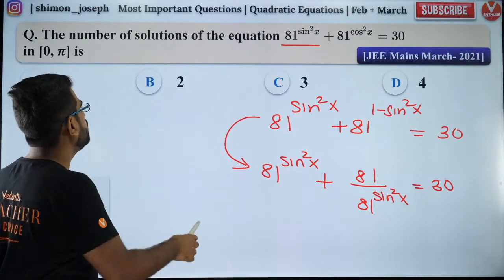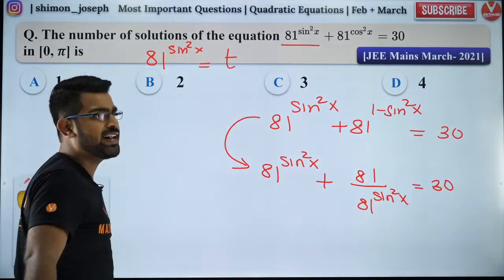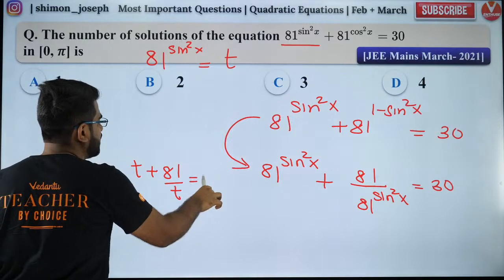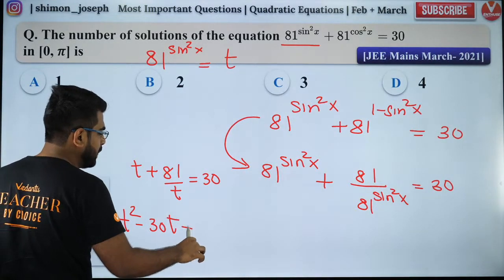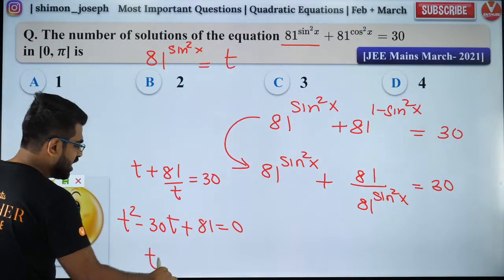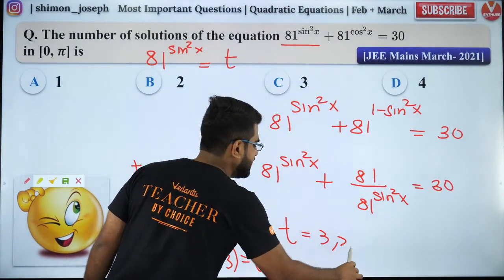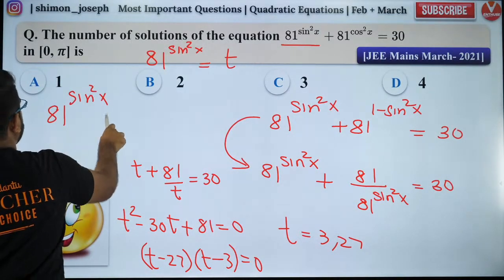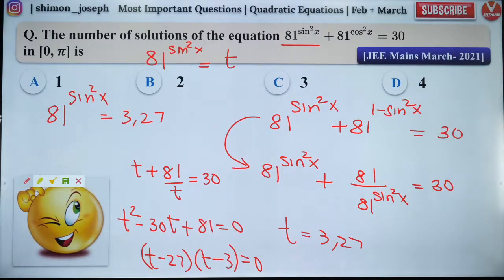Yes. Now I'm going to apply my brain to use quadratic. So I will take 81 to the power sine square x, my dear children, as t. So I will have t plus 81 by t is equal to 30. Are you all clear? Now just solve it like a normal quadratic. T square minus 30t plus 81 is equal to 0. So if I factorize it, I will get t minus 27 into t minus 3 is equal to 0. So I will get t is equal to 3 or 27. Are you all fine with it? So I will get 81 to the power sine square x is equal to 3 or 27. Are you all fine? So that is how we solve it. After this, it is just a matter of minutes before I get the answer.